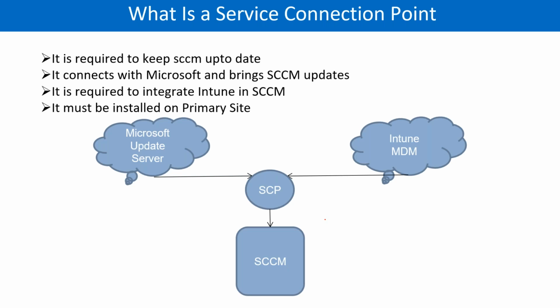Then we have the service connection point. The service connection point is to keep SCCM updated. Just like we install 2002, for example, and we would like to update to 2010. So how will we upgrade? We need the service connection point, which will talk to the Microsoft update server and find out if there is any update available for 2002. It will say yes, 2010 is available, so you can get 2010 downloaded and installed. So this will get upgraded from 2002 to 2010 or 2006, the latest version. So it is needed to keep SCCM up to date. As soon as Microsoft releases any update for SCCM, you will get a pop-up notification that a new update is available. So the service connection point is basically for that.